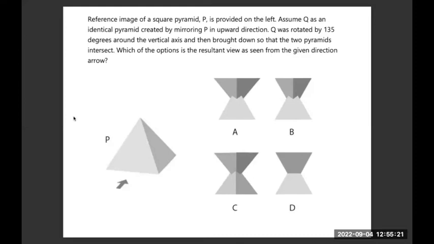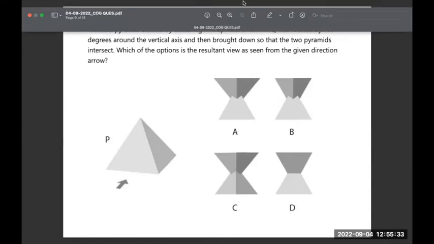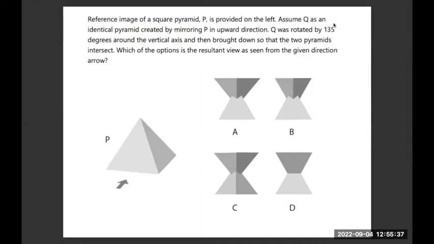All right. Remember, P is mirrored in the upward direction, the vertical upward direction, and it is then rotated 135 degrees, and then it is coming down. What will be the resulting view? Just write your answer in the chat box. How you solve this is look for one thing. I'll give you a clue. How do you solve this?